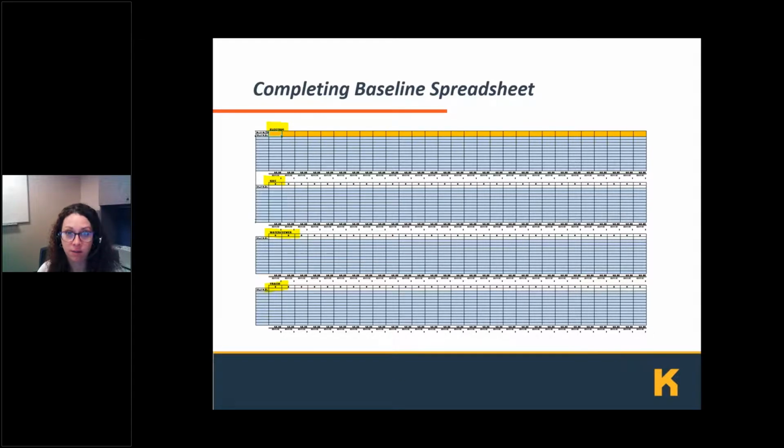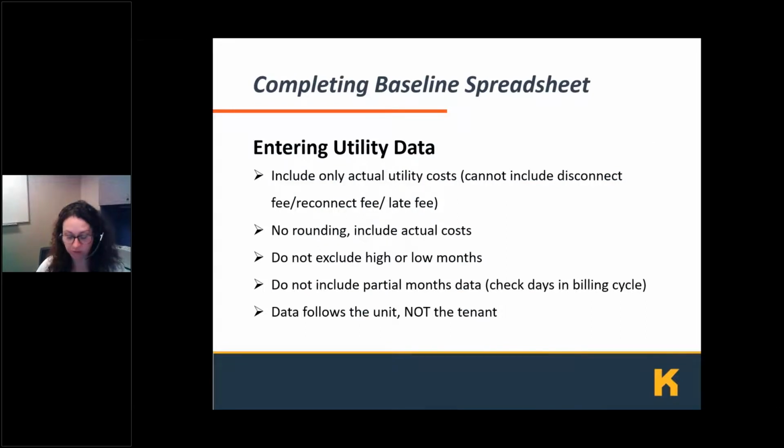All right, entering the utility data. Lots of important things here that I want to make sure we go over. You're going to include only actual utility costs. So this means that you cannot include a disconnect fee, a reconnect fee, or late fees. And every now and then we've seen a little bit unusual charge on someone's statement. So you want to make sure that it's usage. If you've got a disconnect fee included in the usage and they give you a total cost on that statement, you'll need to subtract out that disconnect fee or whatever that fee is.